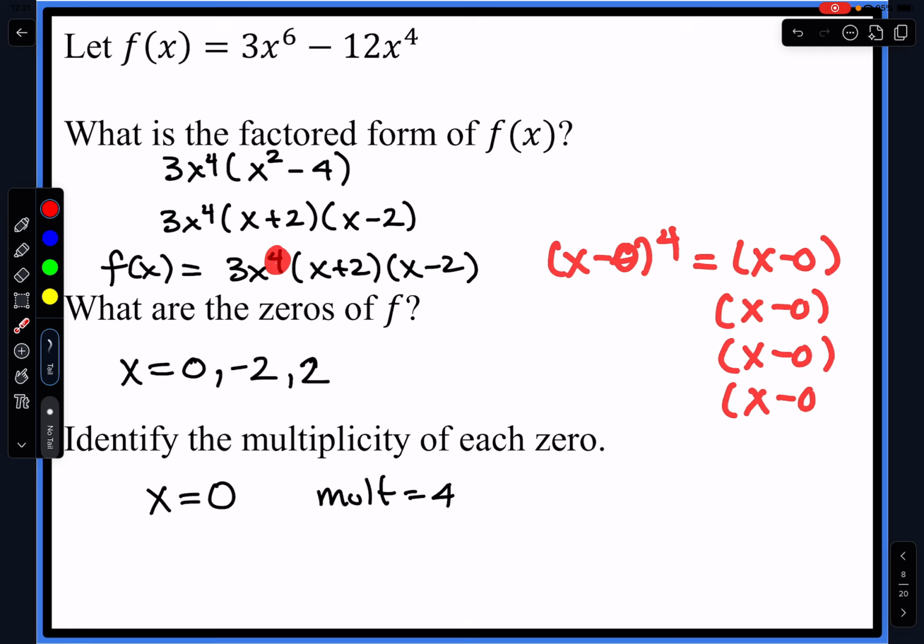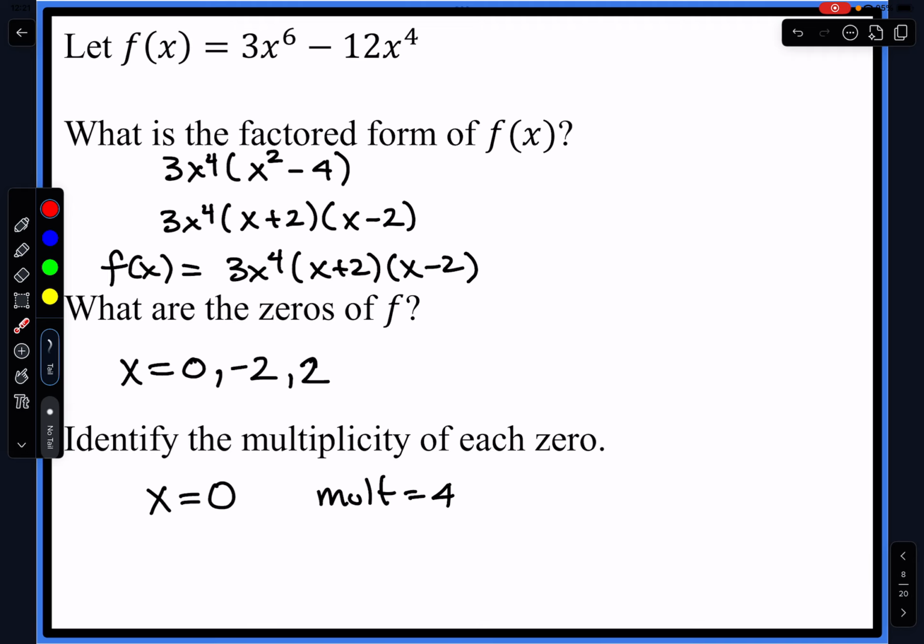So we will need x to equal 0 1 time, 2 times, 3 times, 4 times. So we're going to see that we cross the x-axis at 0 technically a total of 4 times. That's what we mean when we're identifying the multiplicity. How many times is x going to equal that value?